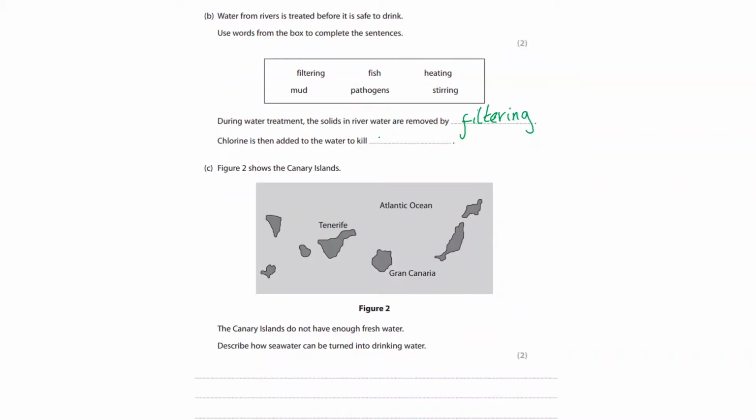Chlorine is then added to the water to kill pathogens. Obviously the filtering won't remove all the tiny bacteria and viruses, so we add chlorine to the water. You probably taste it a bit in the water in the UK. Or if you go swimming, you can smell the chlorine, can't you? In case someone takes some in, it's killed all the pathogens in it.